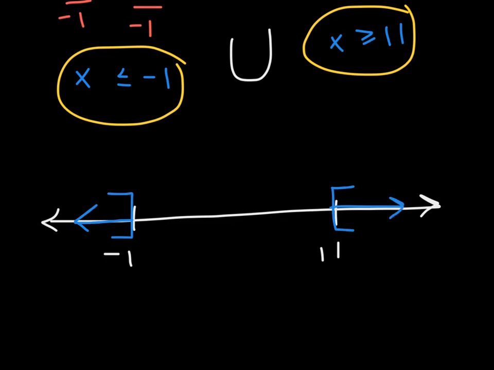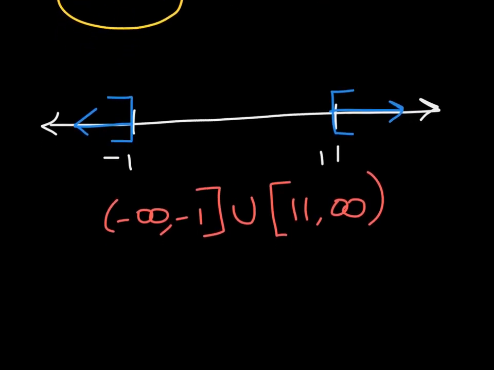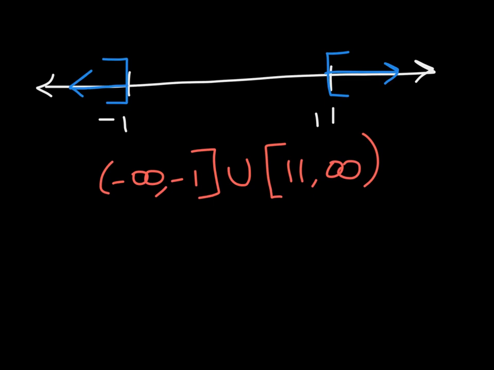In interval notation, you'll read your graph left to right. This is an arrow pointing to negative infinity, so it's negative infinity all the way to negative 1, bracket, union, and then pick back up at 11 and go to the right forever, all the way to positive infinity. So here's the final solution set: the graph of the solution set, and the solution set written in interval notation.